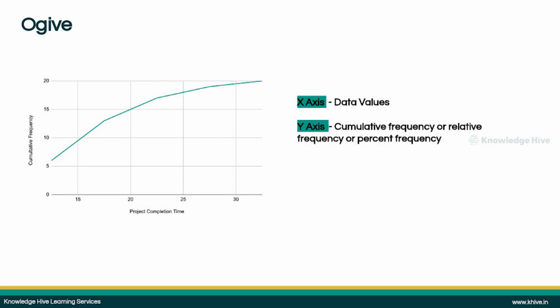Ogive. O-G-I-V-E. Yes, the ogive. It's a graph that shows cumulative frequency or cumulative percent frequency. Essentially, it plots points representing how many data points are below a certain value. The upper limit of each class is plotted against the total count up to that point. It creates an S-shaped curve. So it shows accumulation. Okay.